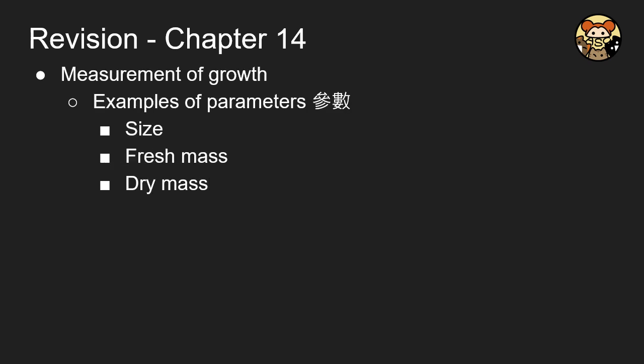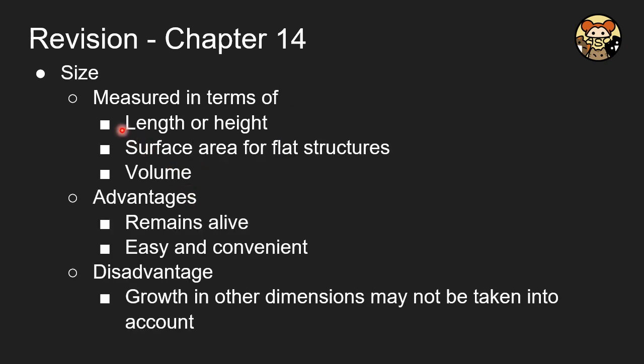And in order to measure growth, there are a few ways, also known as the parameters. That is size, fresh mass, and also dry mass. As for size, we are measuring either length or height, surface area of the flattened structure, or volume. And the advantage of using size is that the object will remain alive and it is easy and convenient to do it. However, the disadvantage is that the growth in other dimensions may not be taken into account.